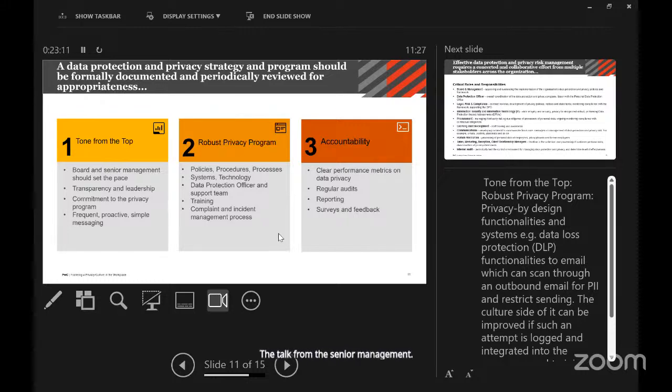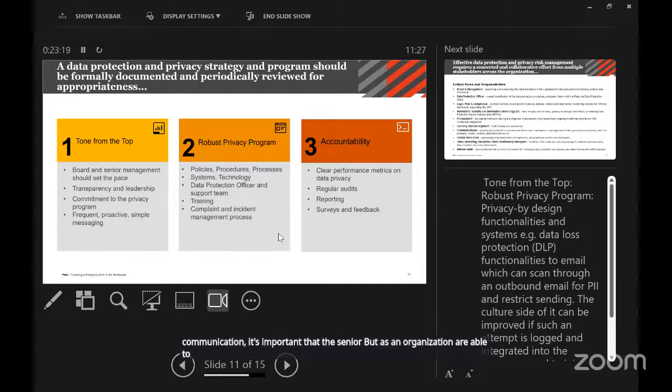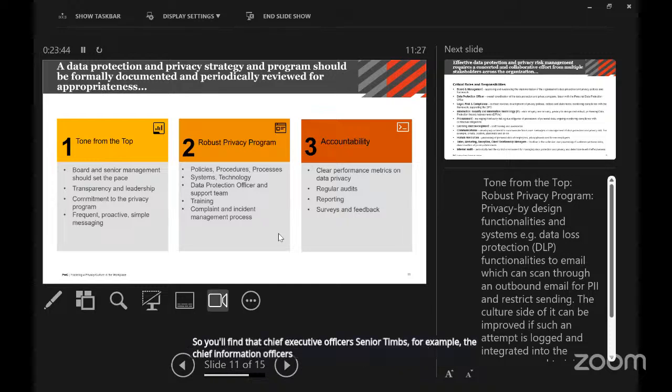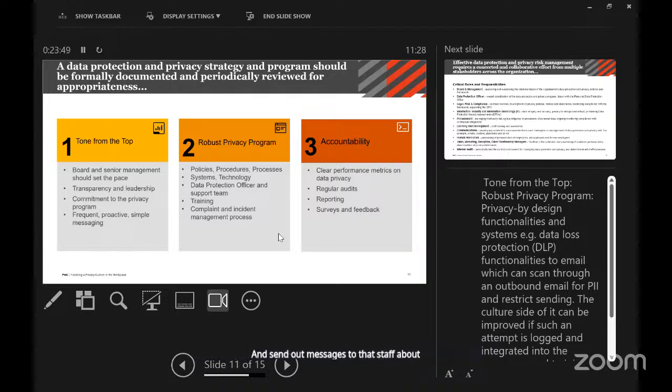So in organizational structures and also communication, it's important that the senior leaders in the organization are able to present the message of the organization in a way that sends the message to both the internal clients and the external clients that privacy is treated with the respect it deserves within the organization. So you find that chief executive officers and senior teams, for example the chief information officers, will take it upon themselves to be the ones to communicate and send out messages to their staff about privacy in the organization.